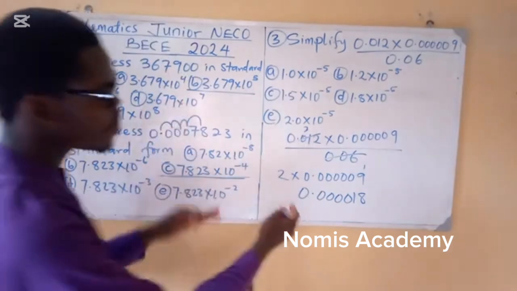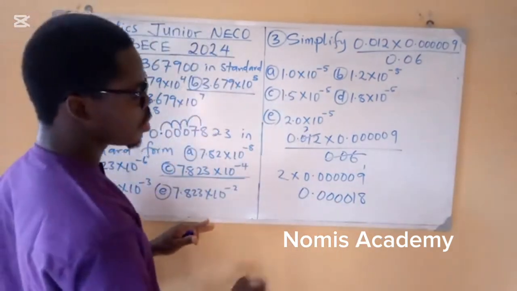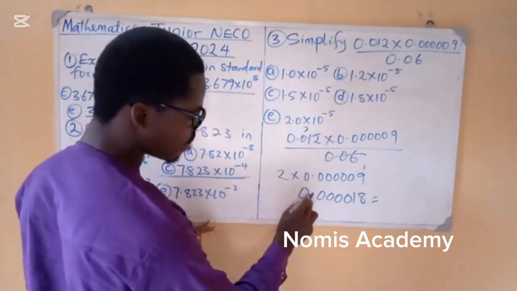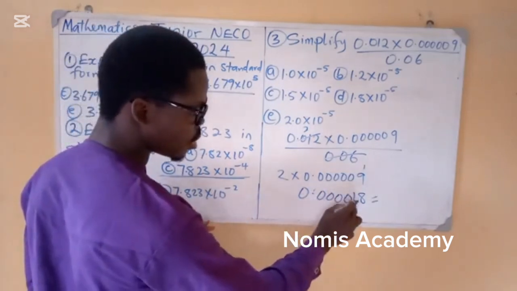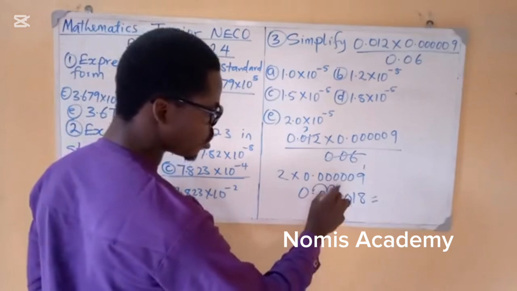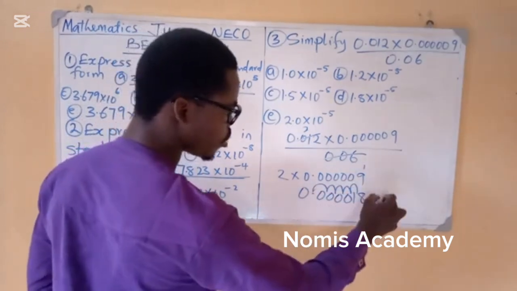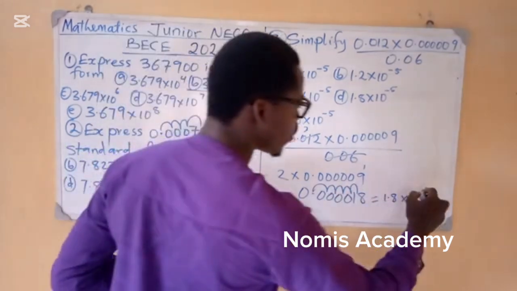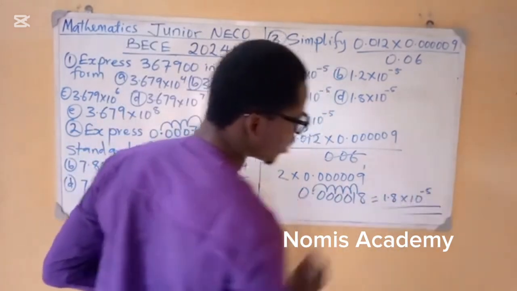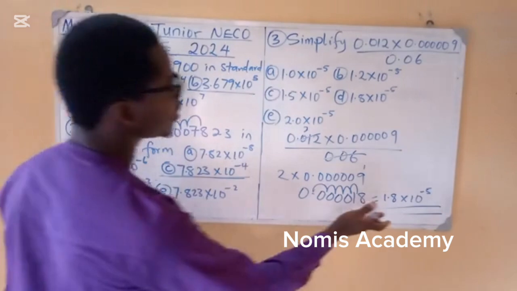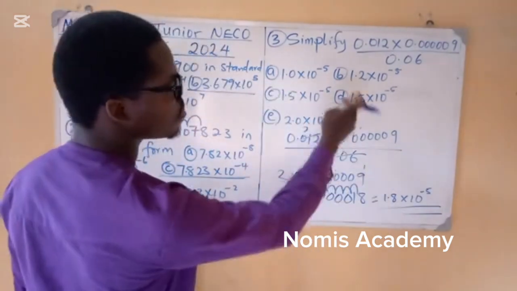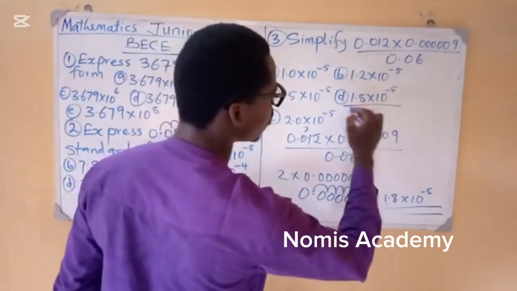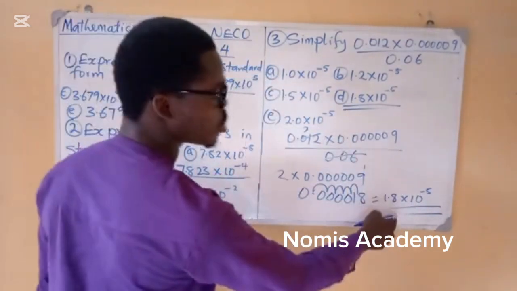Now we want to get the correct answer. Let's express it in standard form. We are going to move the decimal point to this side. Let's count: 1, 2, 3, 4, 5. So that will be 1.8 times 10 raised to the power of minus 5. Let's see which of the options is exactly this. A is different, B is different, C is different, D is the correct option. E is also different.